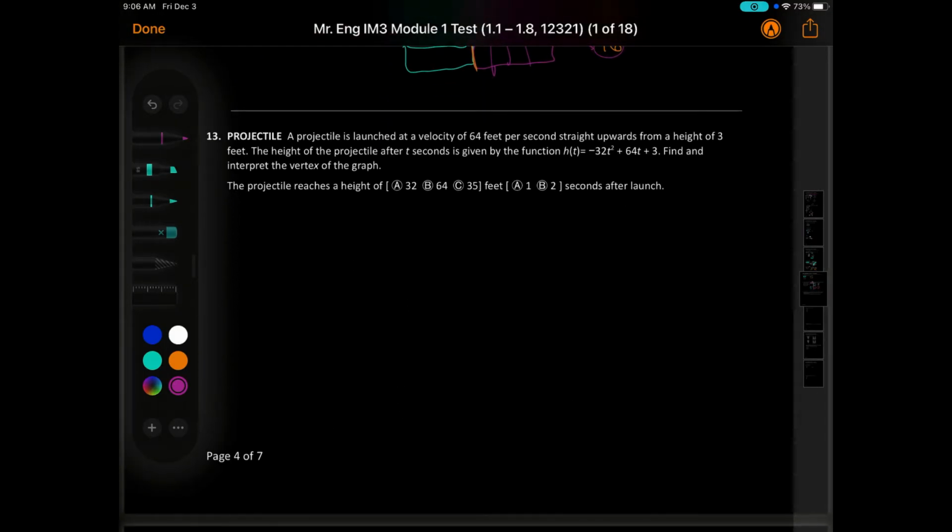Okay, a projectile is launched at a velocity of 64 feet per second. I'm going to underline that. Upwards from a height of 3 feet.